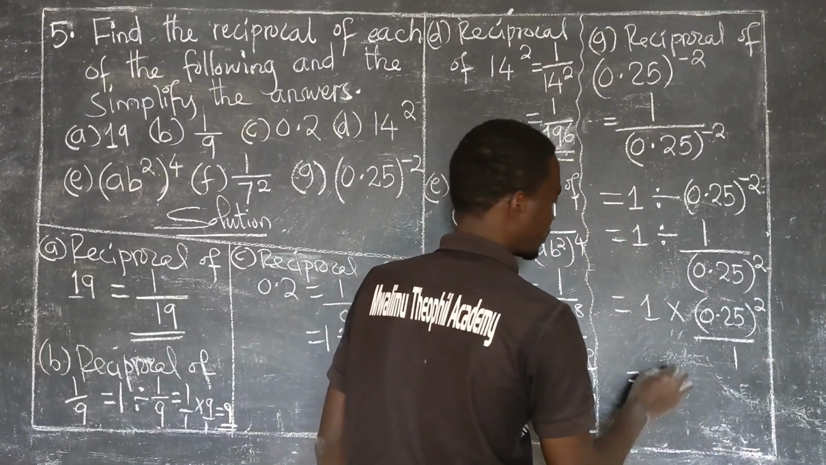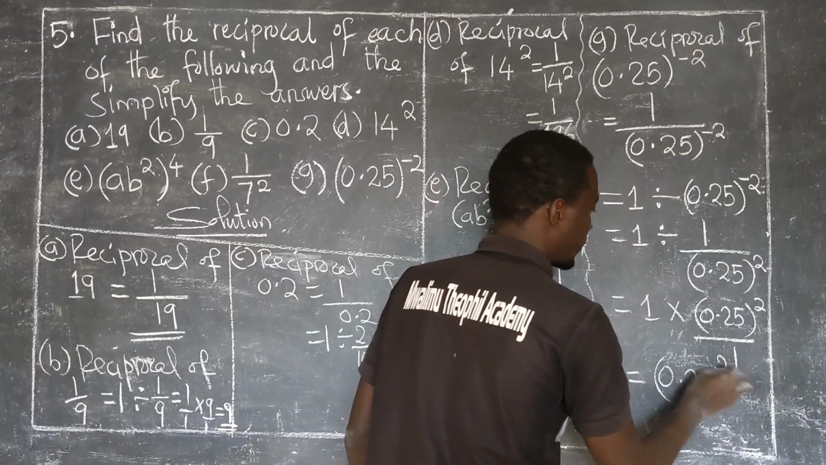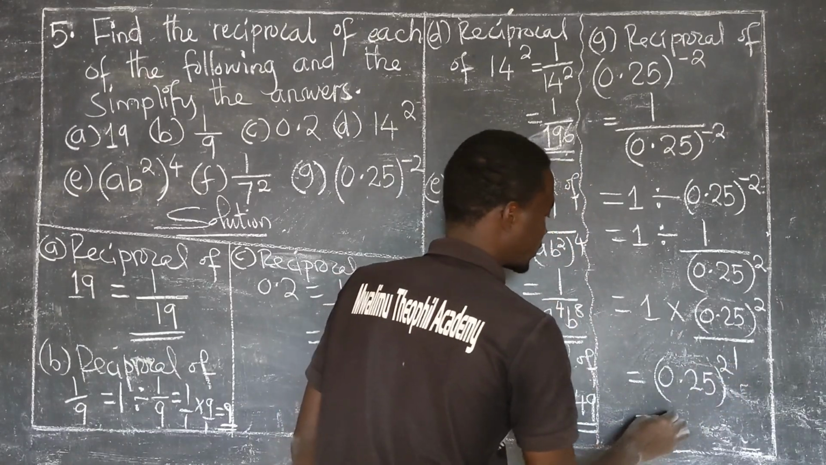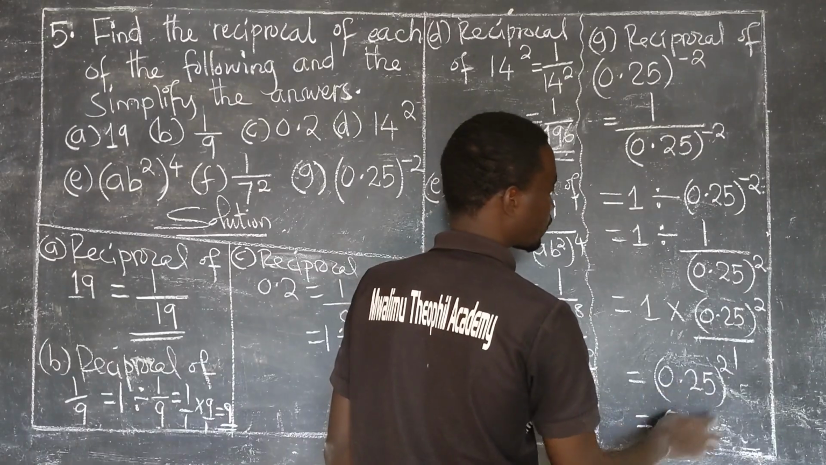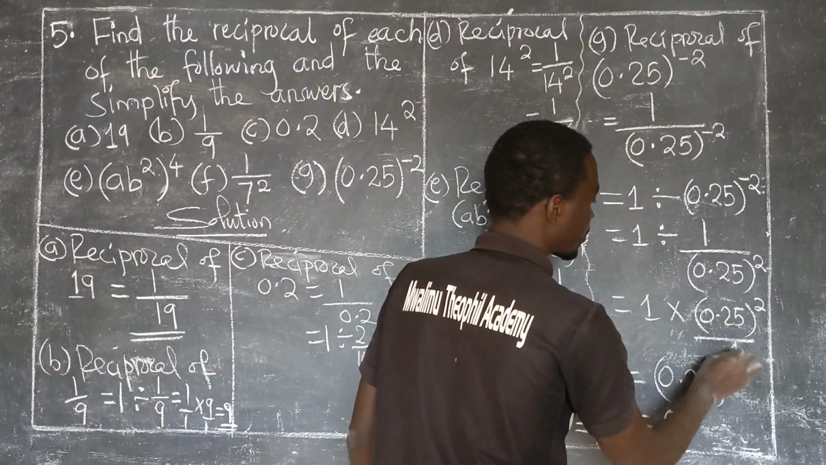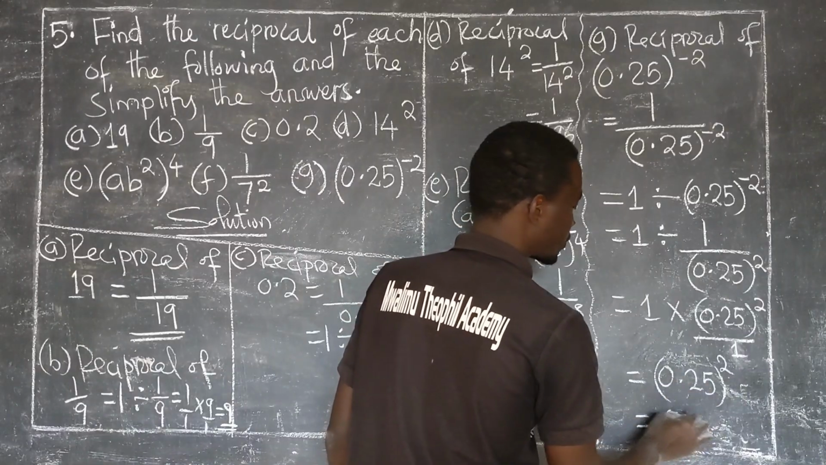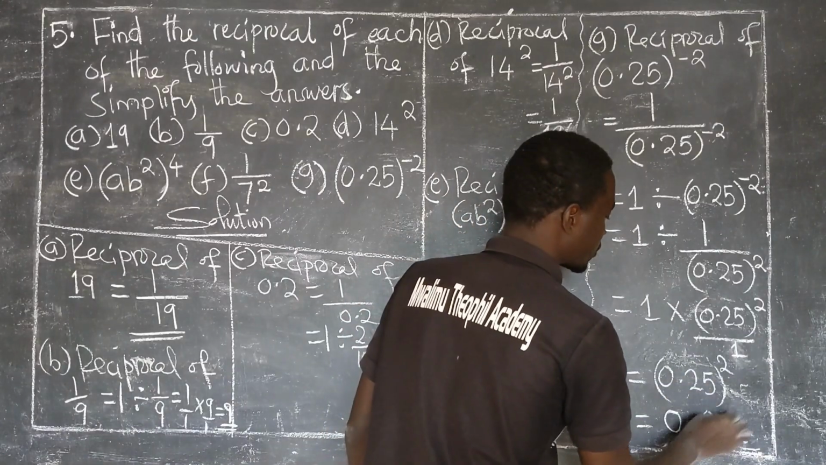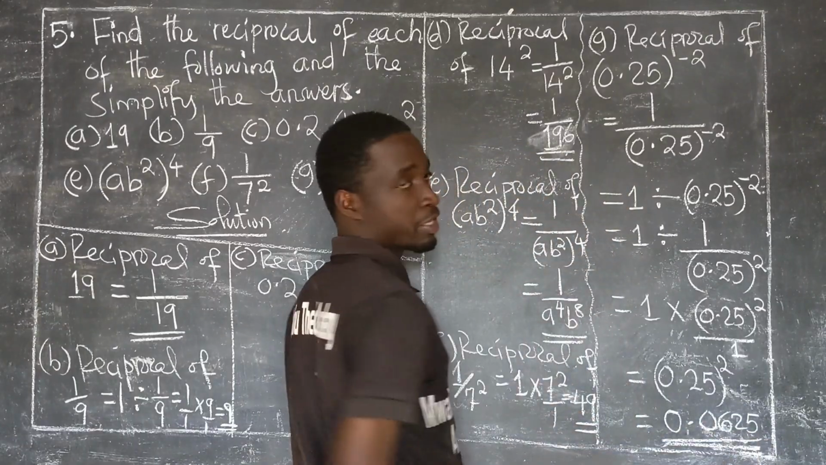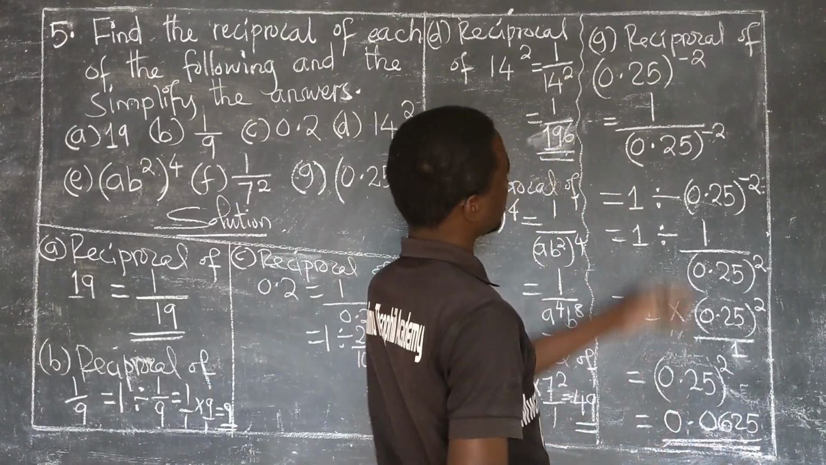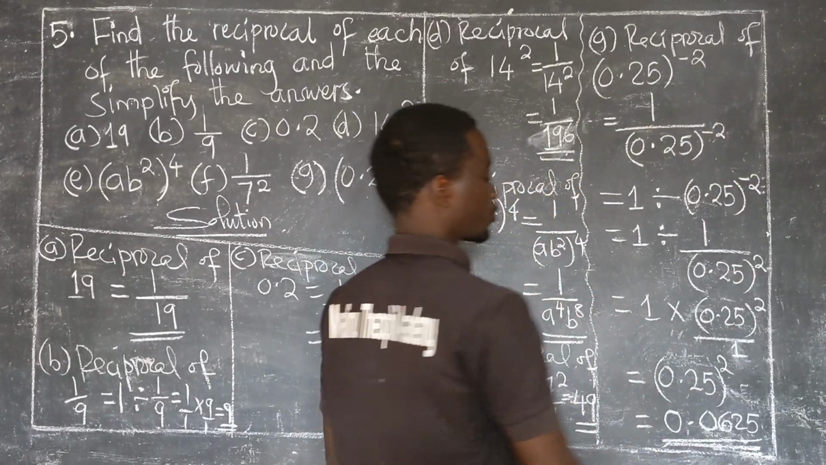This will give us 0.25 squared, and the final answer will be 0. When you take the square of 0.25, you get 0.0625. This is the answer. So the reciprocal of 0.25 raised to negative 2 is equal to 0.0625.